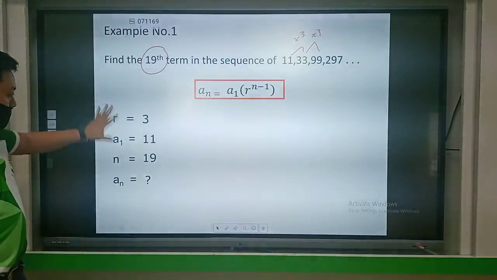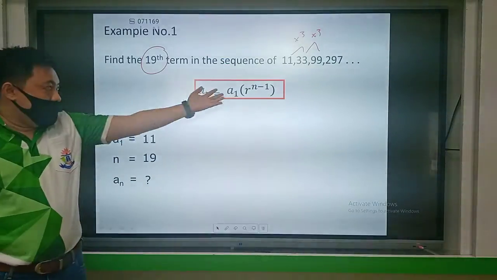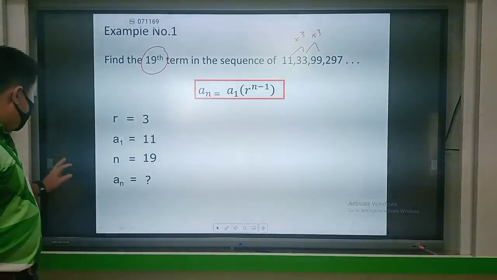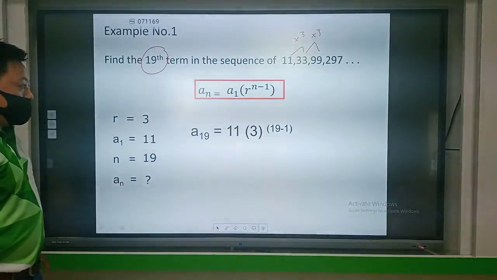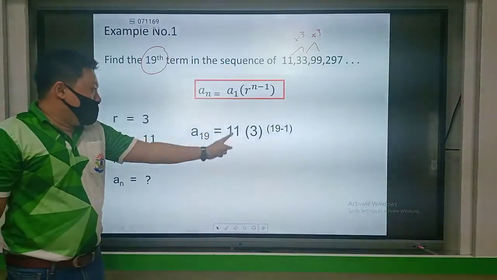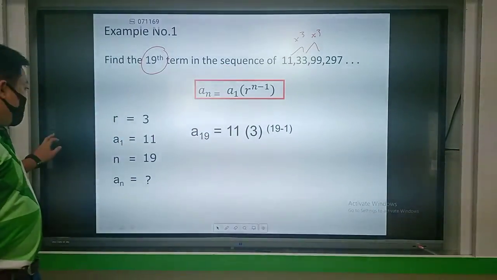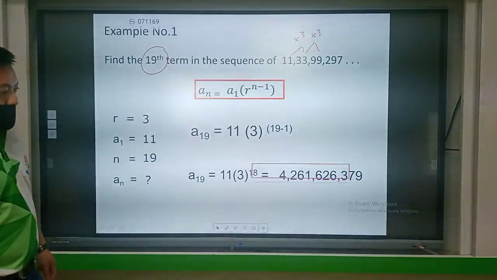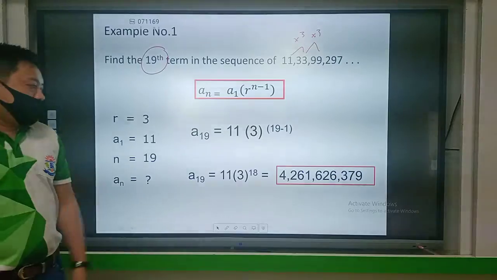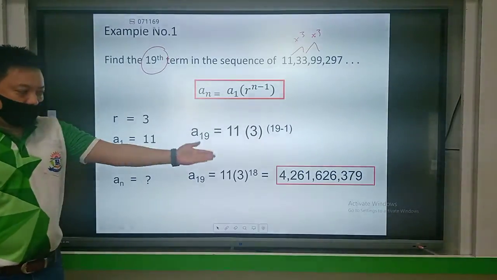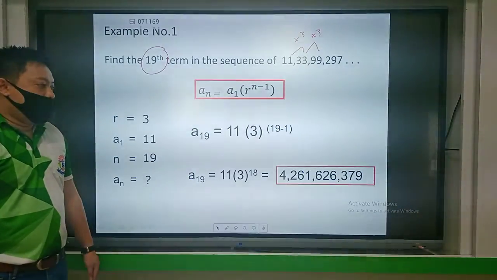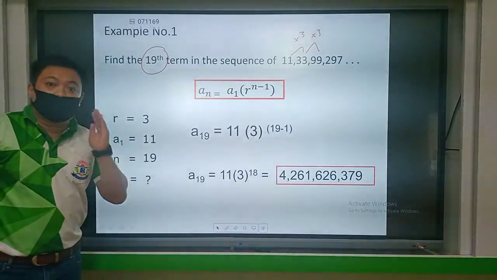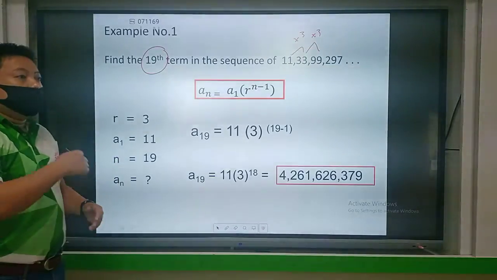Okay, so all we have to do is plug in all of the values in our formula, just put it inside and simplify. So a sub 1, r, and n minus 1. All you have to do is simplify it further and do the math. So it's a sub 19, a very large number, very, very large, because again, in a geometric sequence, we use multiplication to get the next term.